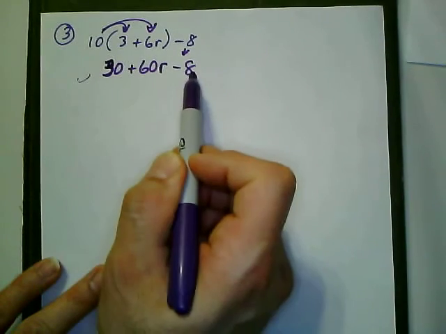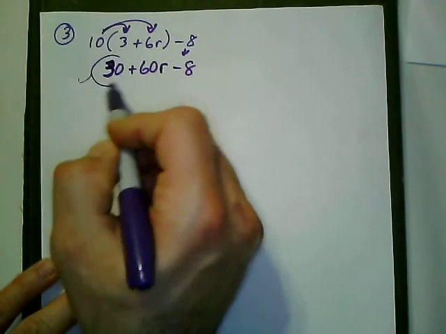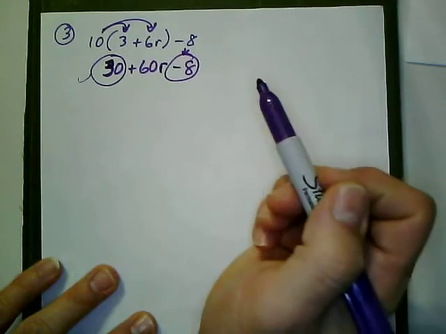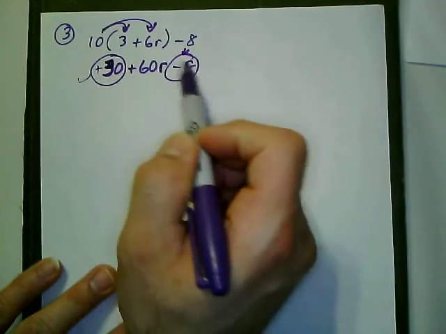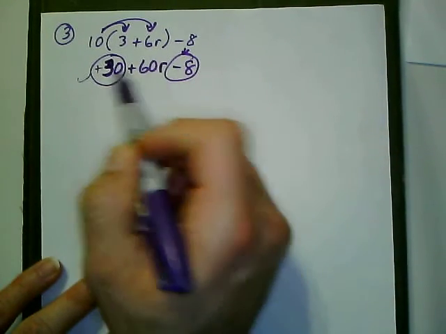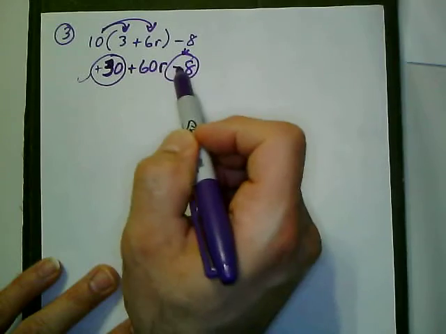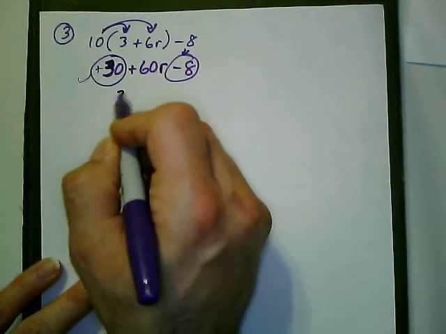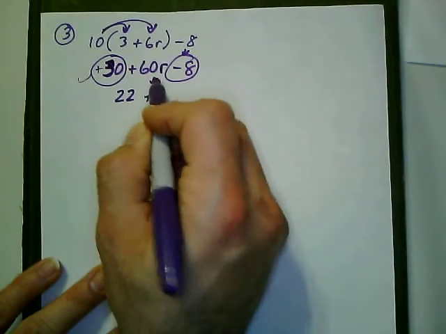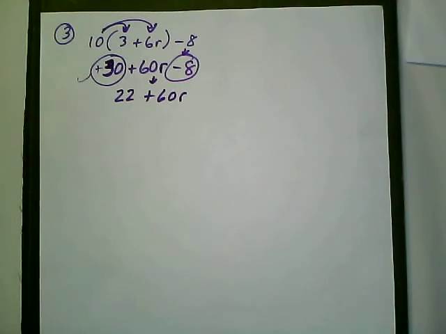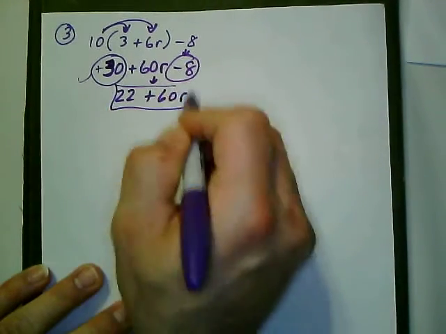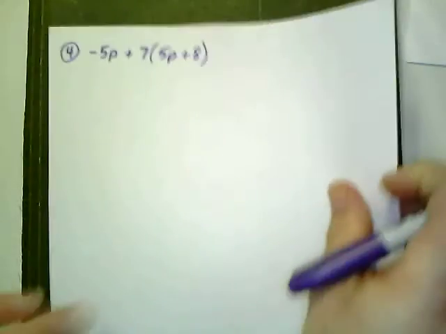So no r, no r. This one has an r, so we're going to have the 30 and the negative 8. So we'll use it as plus 30 minus 8, or you can say plus 30 or 30 plus negative 8. I don't care how you choose to do it. That is 22. And we just bring down the 60r because it does not have a like term. So you simply bring that down. And that is your answer.